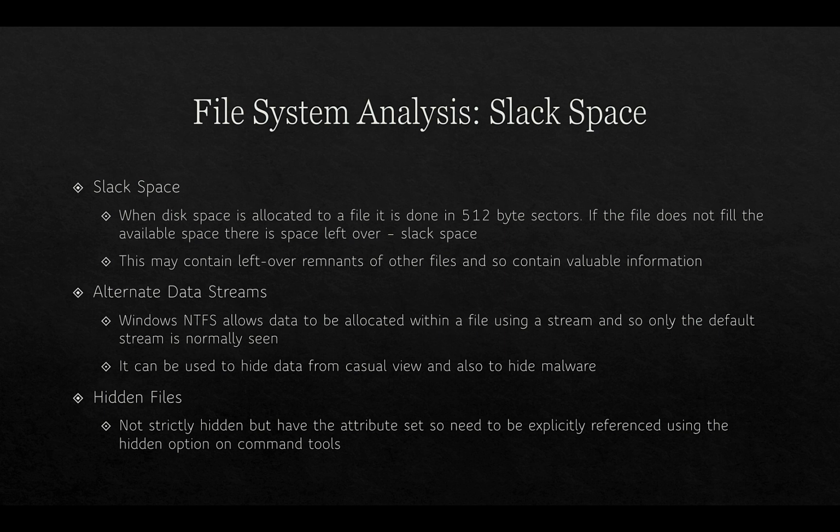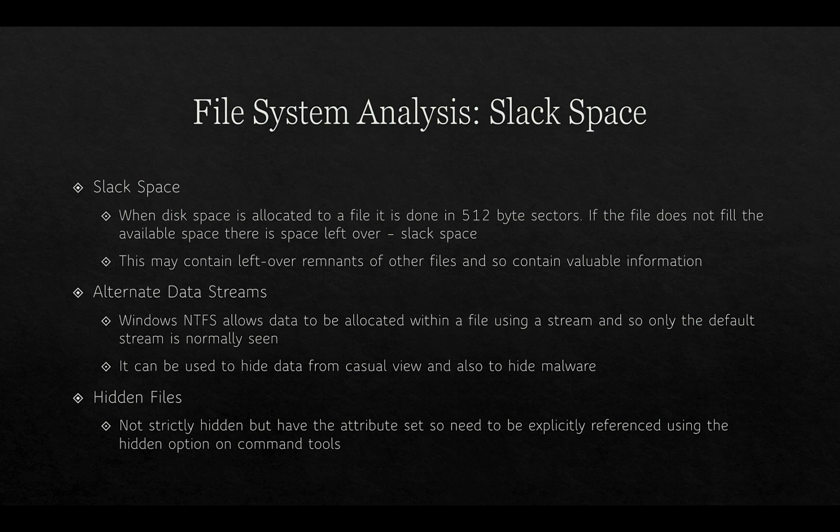Another thing is alternate data streams, which exist on Windows NTFS, which allows data to be allocated within a file using a stream, so that only the default stream is normally seen, but if you use a special command, you can actually look at the alternate data stream. Again, it's not a secure mechanism of hiding data, but it is a way of keeping things hidden and very easily retrievable from casual view.